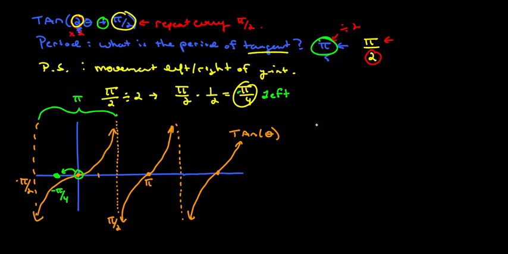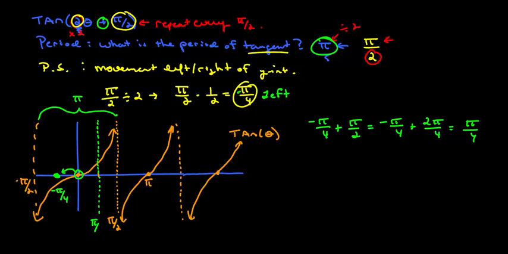Now I need to go to the right by pi over 2. So let me do the math out here. Negative pi over 4 plus pi over 2 is the same thing as negative pi over 4 plus 2 pi over 4, which is going to give me positive pi over 4. So at pi over 4, which is right here, I'm going to have my vertical asymptote.